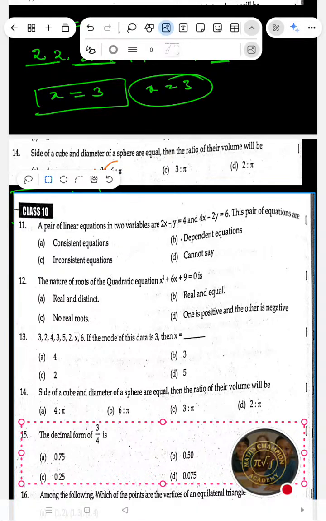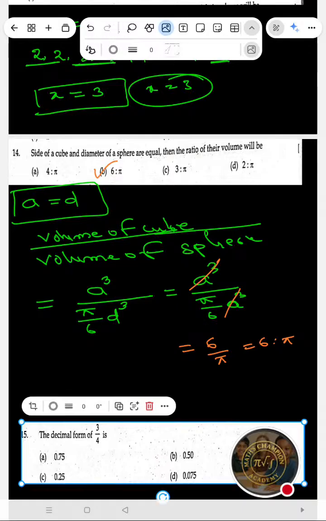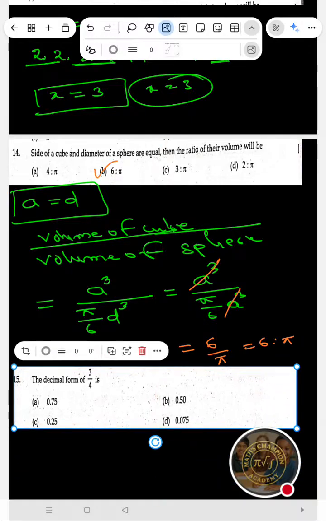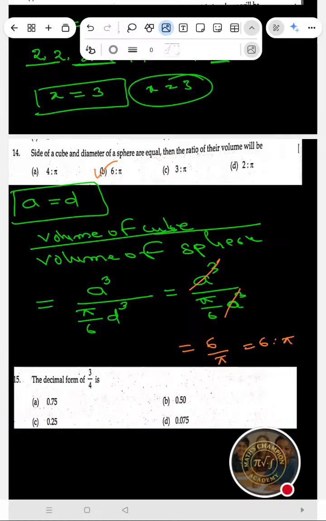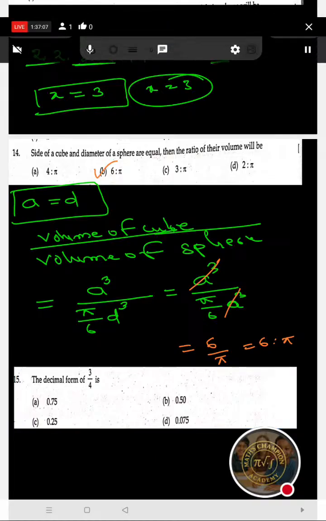Here you have to write the decimal form for this number. Try to comment your answer. It is very easy.